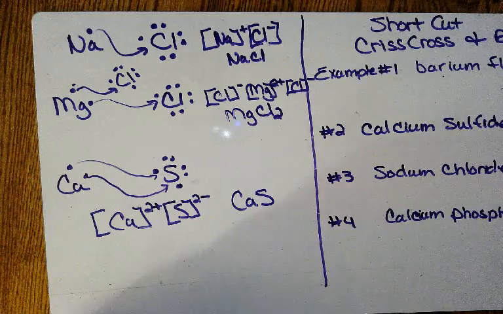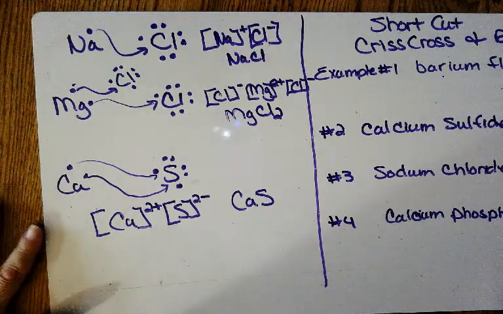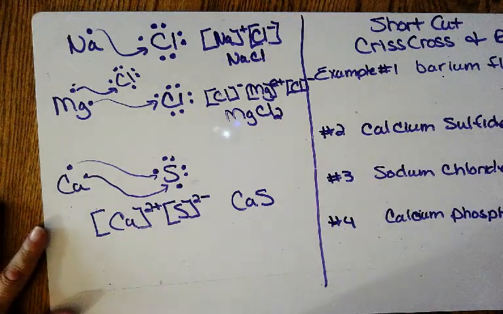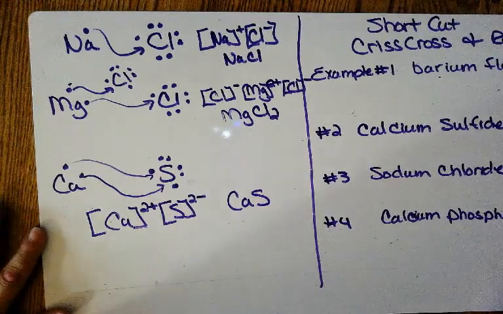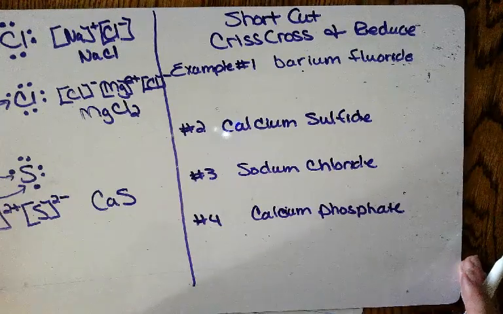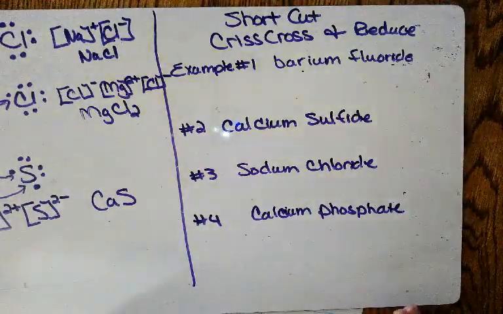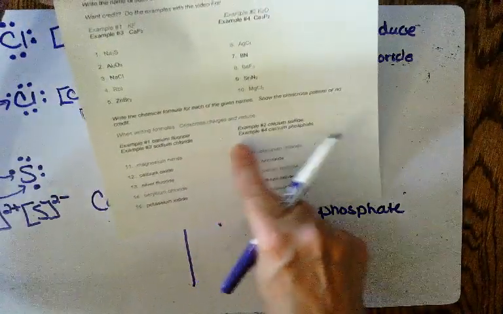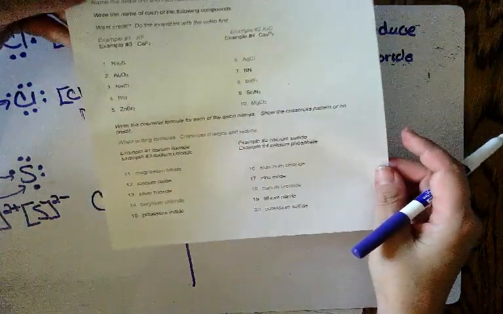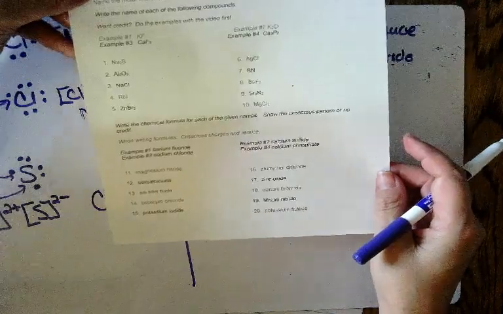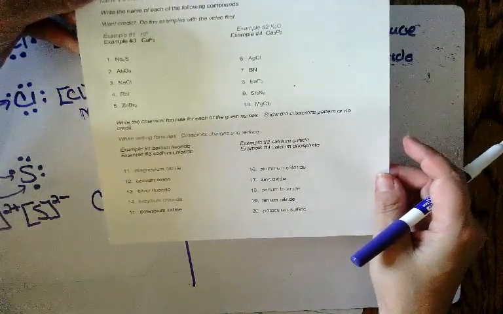Now it would take a lot of time to write all these Lewis dot diagrams out, so we are going to go through the shortcut method. It's called crisscross and reduce. And again, these are your 4 examples on your worksheet. You're to do this on a separate sheet of paper. You have to show me your crisscross work, and you have to do these 4 examples if you want credit. So let's start with our example.